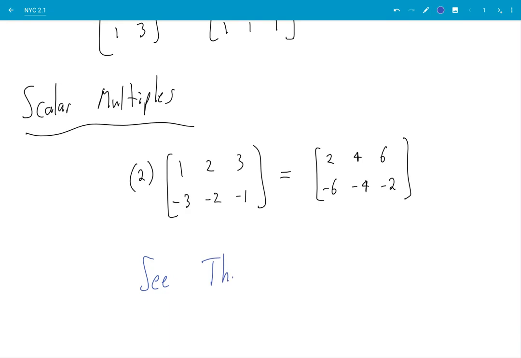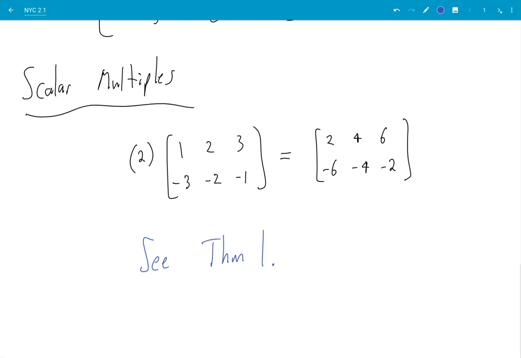Okay, you should see theorem 1. It collects some properties. For example, if you have a number times a matrix plus a matrix, you get the distribution that you're probably hoping for.